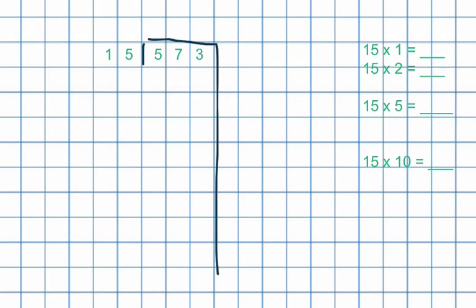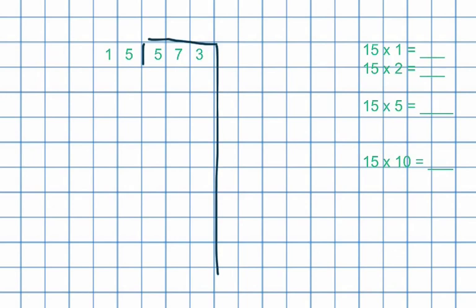In our next problem, we're going to see how many times does 15 go into 573, or what is 573 divided by 15? Just like in our last problem, we're going to use my favorite strategy, which is partial quotients. Okay, I want to start with my multiples so that I see the size chunks I can take out.